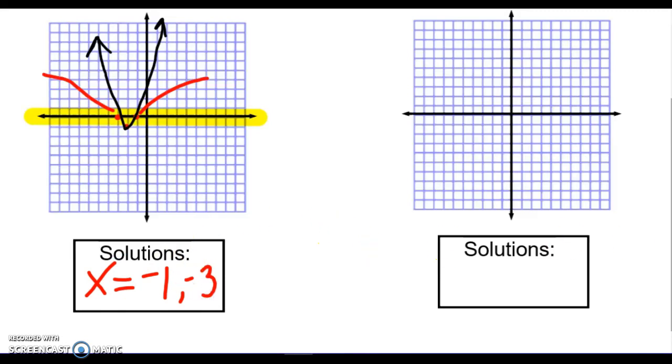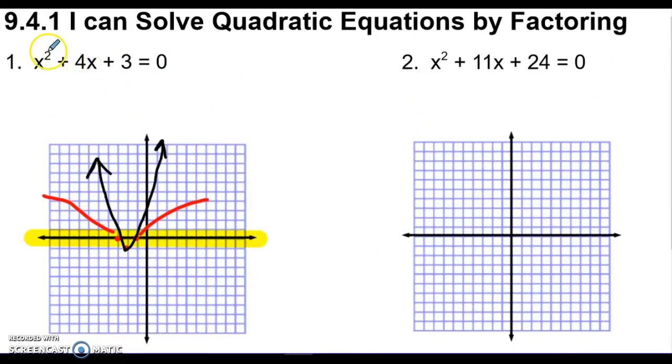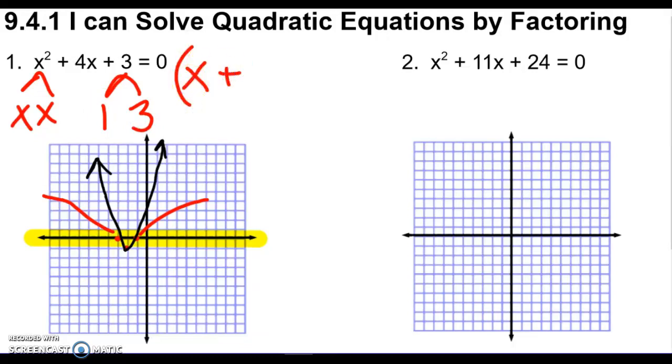Right, now we're going to do something a little bit different. We found the answers graphically, but now I want you to come back up to here, and I would like you to factor this. So x squared plus 4x plus 3. So I'm going to draw those out, and I know that x squared, so that's x and x. Then what multiplies to give me 3? 1 and 3. Awesome.